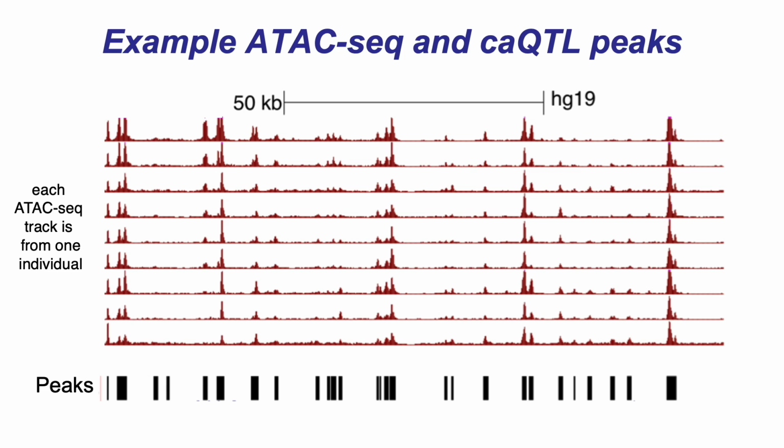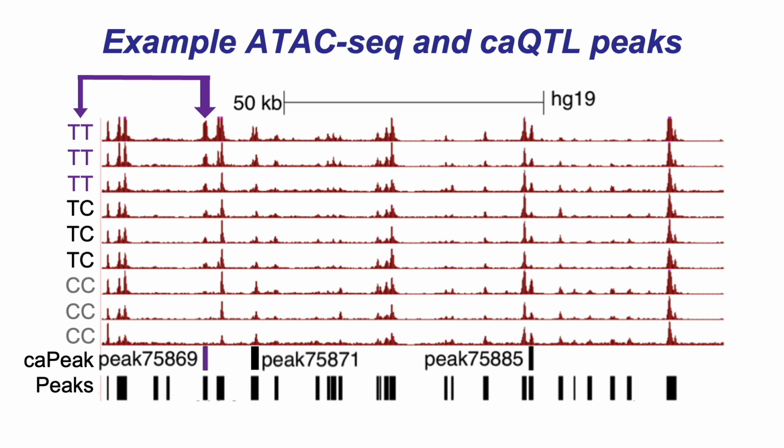What does this look like? Here are genome browser tracks of the ATAC-seq data from 9 different individuals. As you can see, in the middle of the screen, there are some of these chromatin accessibility regions that look very similar across individuals. Whereas there are others, say over here shown by the purple arrow, that differ between individuals.